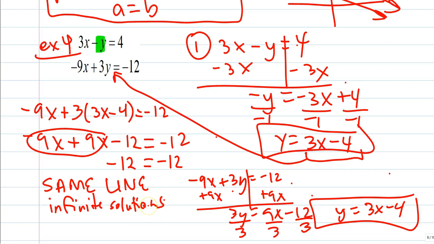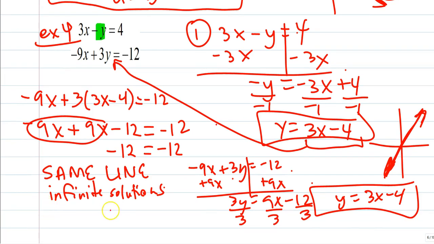Remember, what would this look like if I graph this? Here would be the first line. Here would be the second line. They're the same line. So what does that mean? They will have infinite points in common. How will they have you do it in the homework? X comma y such that, and then we can write any of the equations. Y equals 3x minus 4. Any point along that line they will have in common.